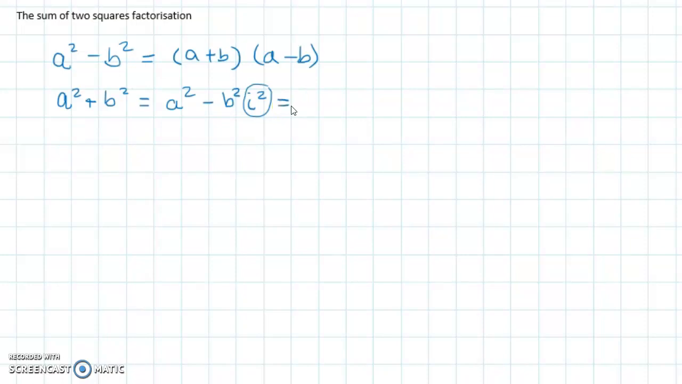So now we can apply the formula above. We have a squared for the first term. So I'm going to write a plus something. What is going to be my something? Well, my something is going to be b times i. And then I'm going to have a minus the same term, bi. So here I'm seeing this as bi, all of that squared. So, ta-da! This is the sum of two squares factorization.